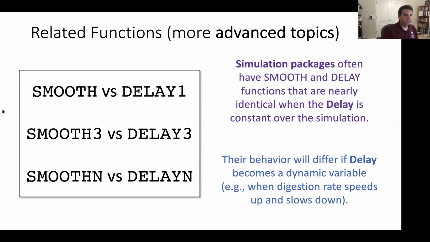And then you'll also notice there's smooth and also delay. For the purpose of this class, these are synonyms. So smooth in Vensim is identical to delay 1, smooth 3 to delay 3, and smooth n to delay n. But there are special cases where your delay number changes over time, where you get different outputs with these different functions. This is an advanced topic that I'm not going to go into, but I just want to mention that you'll see those, and that's the reason why those show up there.